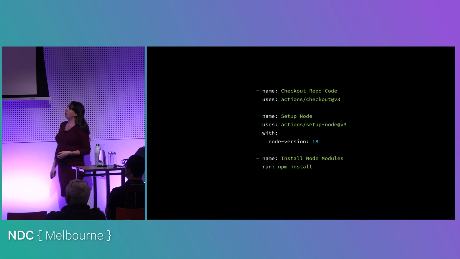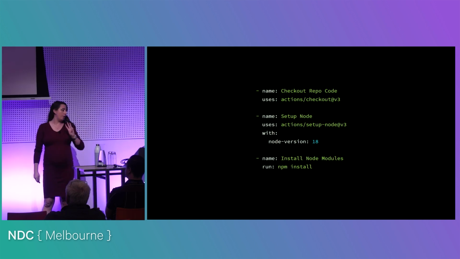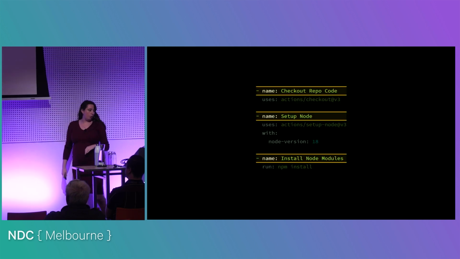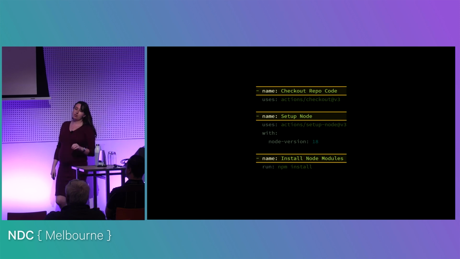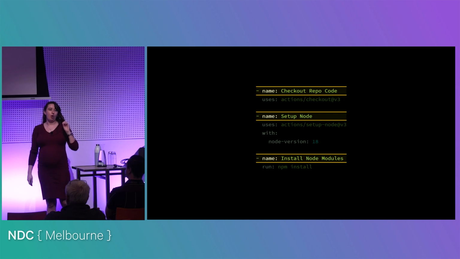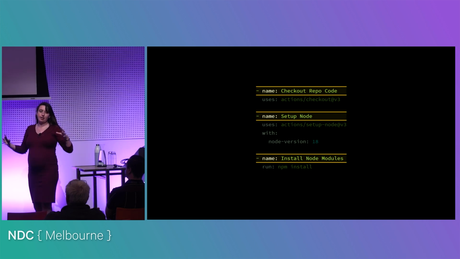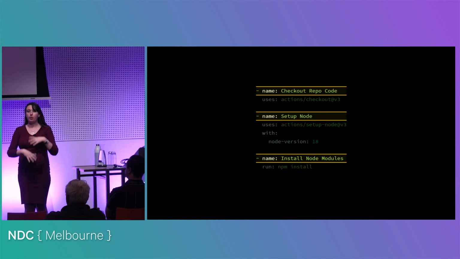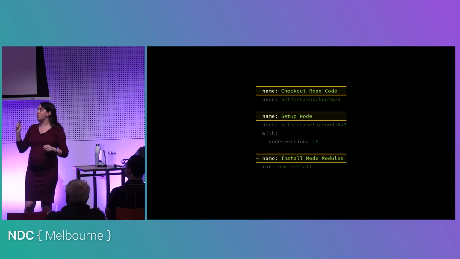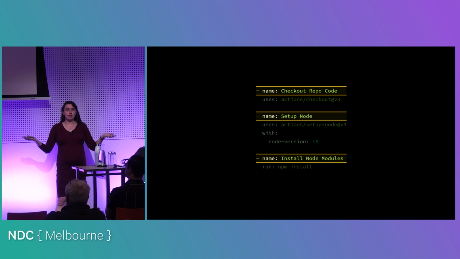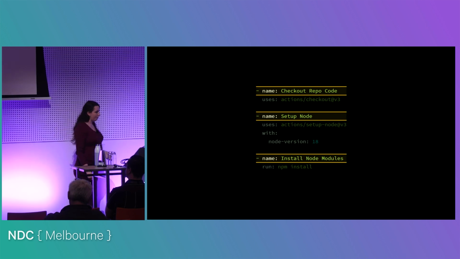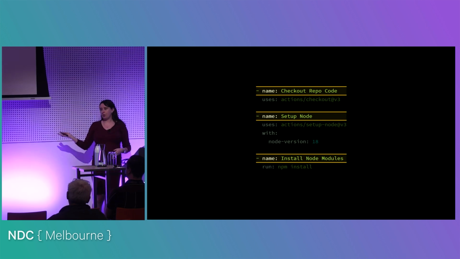For now, on my workflow, we're going to set up 3 steps. We're going to have checkout repo code. Most of the time, this is going to be the first step of each of your GitHub workflows. This is going to get access to the code of the repo, otherwise you can't do anything with it. So most of the time that's going to be your first step. The second step, we're going to set up Node because I'm building a website, which means it's running on JavaScript somehow, so I'm going to need to have Node set up. And lastly, I'm going to install Node modules.